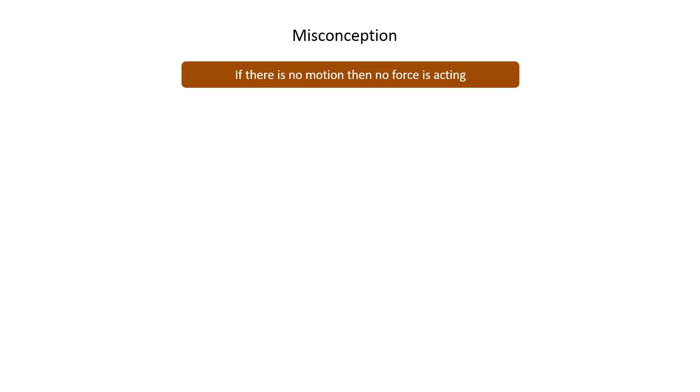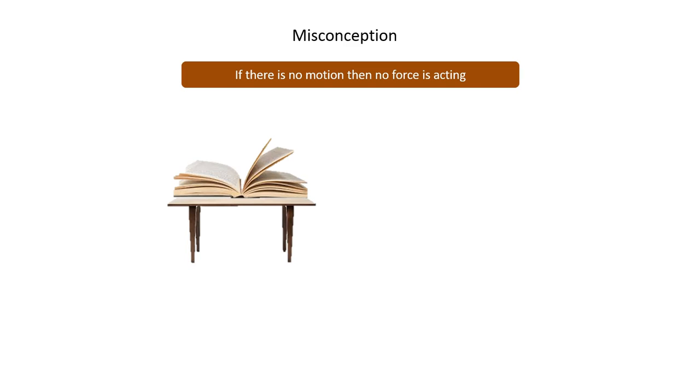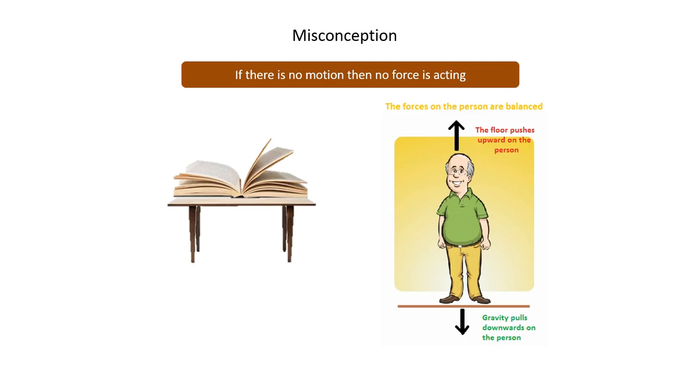There is a major misconception that I want to deal with here, and that is that if there is no motion, then no force is acting. For example, here's a book resting on a table. You might think that no forces are acting since nothing is moving. In fact, there are two forces acting on it in opposite directions, but balanced in strength. This picture illustrates the situation.